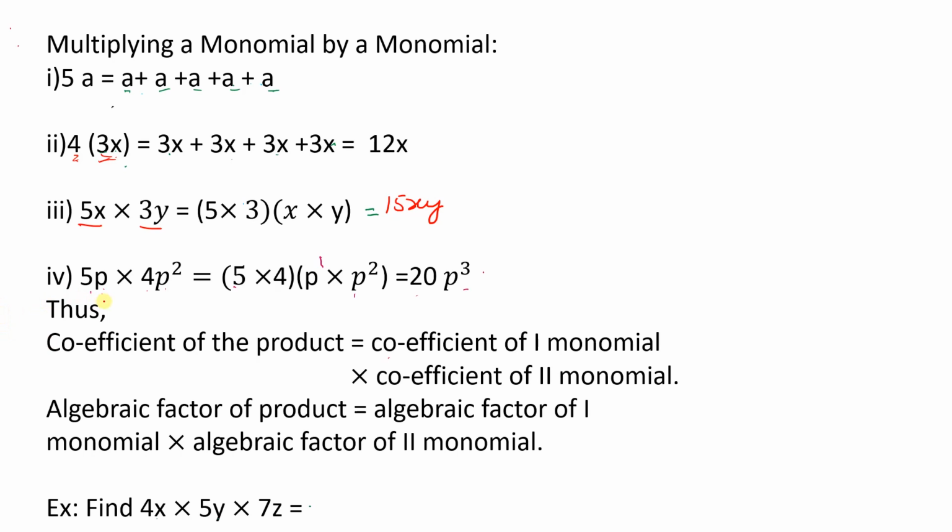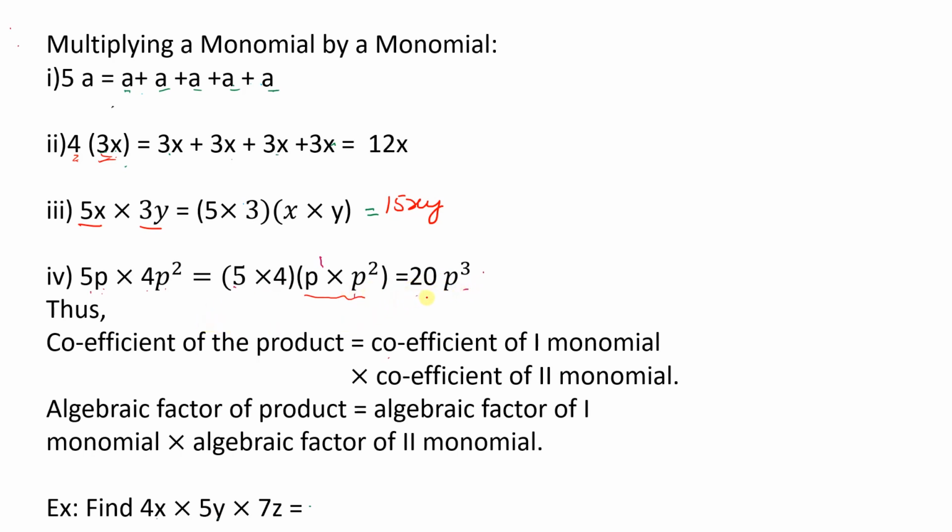Similarly, here 5p into 4p square. 5 into 4 is 20. That is the product of coefficients, into p square. Here you have to make use of the law of exponents: a to the power m into a to the power n is a to the power m plus n. 1 plus 2 is 3. Therefore, the product is 20p cube.